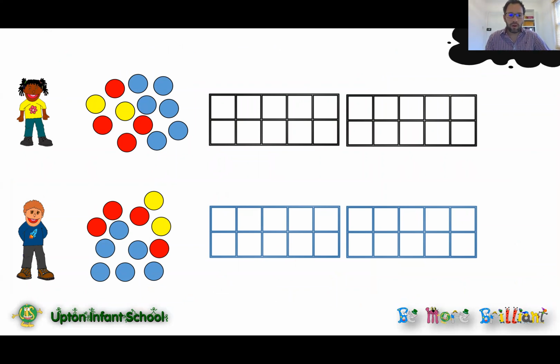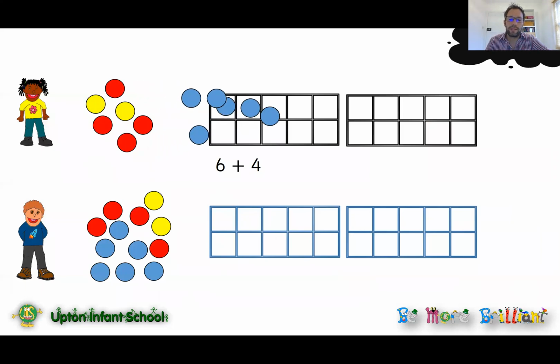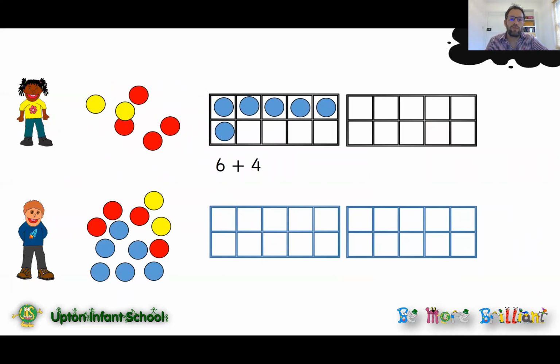And they've got a whole load of counters there to sort out. They've got to work out how many counters they've got. You go first then, Poppy. How are you going to sort those out? Oh, Poppy has spotted that she has got 6 blue counters and she's got 4 red counters. She's put them in her tens frame. And then she has got 2 more yellow counters.